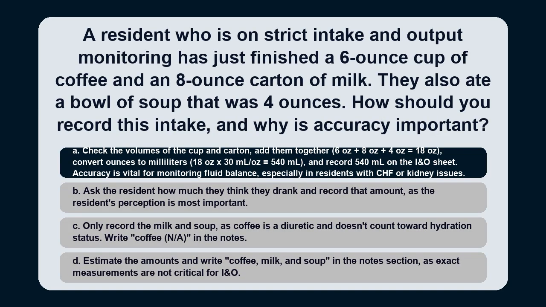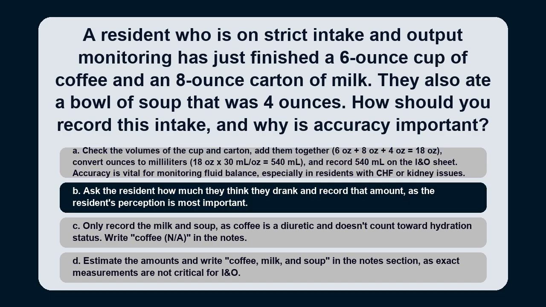Option A. Check the volumes of the cup and carton. Add them together. 6 ounces plus 8 ounces plus 4 ounces equals 18 ounces. Convert ounces to milliliters. 18 ounces times 30 milliliters per ounce equals 540 milliliters, and record 540 milliliters on the I&O sheet. Accuracy is vital for monitoring fluid balance, especially in residents with CHF or kidney issues.